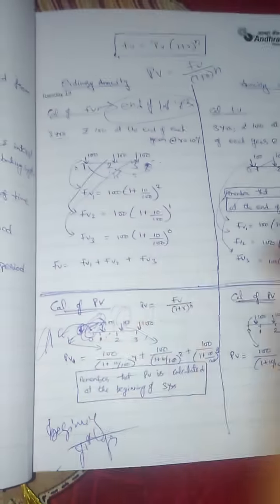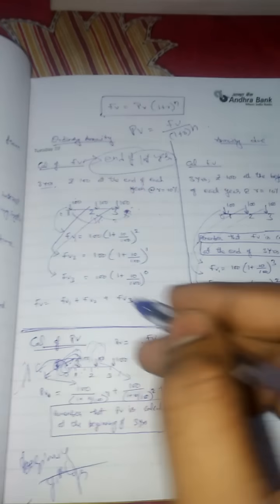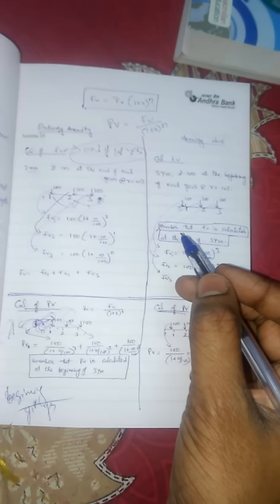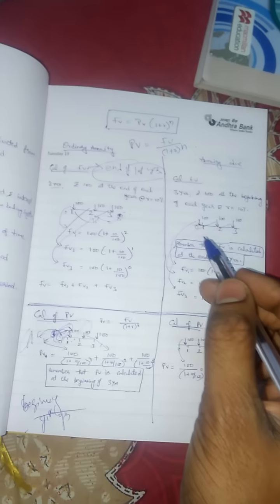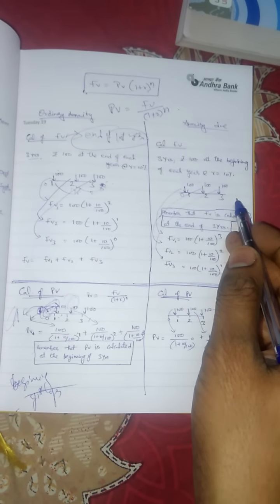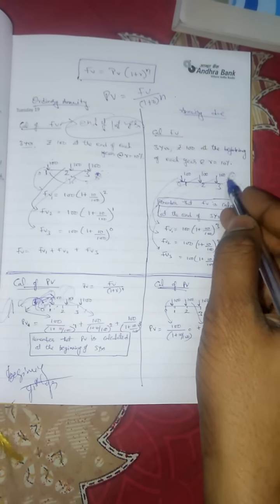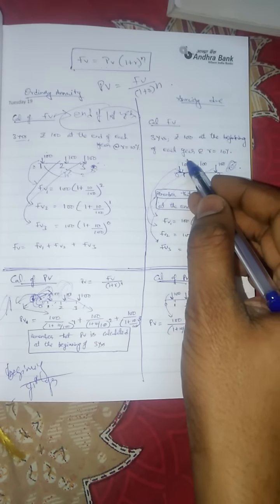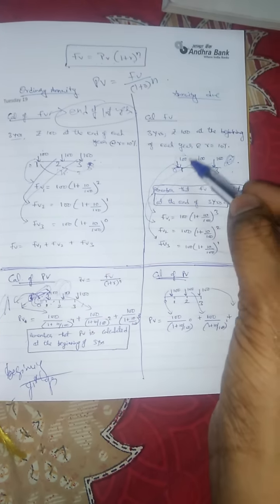In similar lines, we may calculate present value and future value for annuity due. See, calculation of future value for annuity due. For annuity due, the payment is being received at the beginning of the year. Future value will be calculated at the end of the year. So at the end of third year, I am calculating the future value of this 100. This 100 is being received at the beginning of first year.